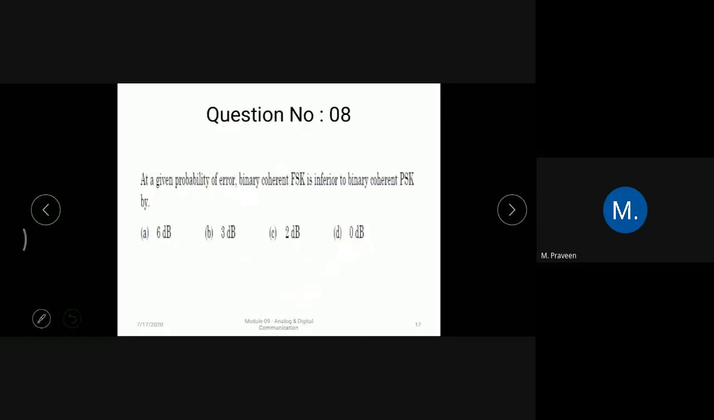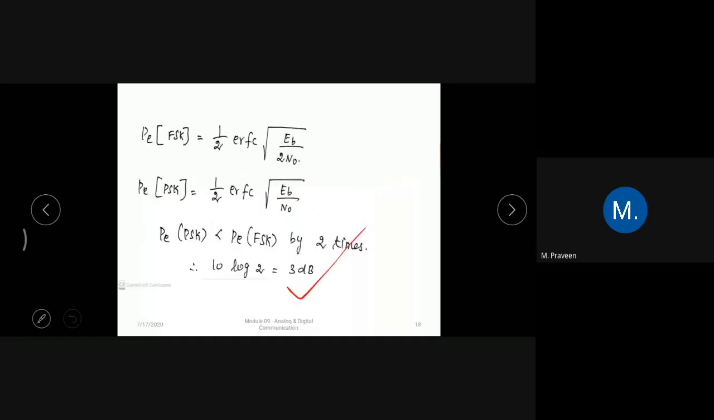Okay, so once again I'll explain. The binary coherent frequency shift keying is inferior to binary coherent phase shift keying by how much? They themselves mention FSK is inferior to PSK. Now they are asking by how much. We know the error function for both formulas, so we can write and compare. From the equations we understood that PSK is superior by 2 times over FSK. So obviously 10 log of 2 is 3 dB. So FSK is inferior by 3 dB than PSK.